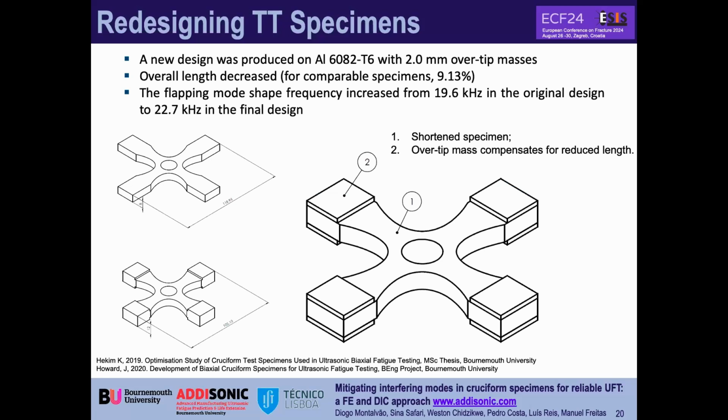In this case, we have produced it from aluminum alloy 6082 with heat treatment T6, with 2 millimeters of the tip masses, as you can see here. Here we change the thickness in all 4 tips. And from this, we have increased the frequency from 19.6 to 22.7. So we shortened the specimen a little bit, as you can see from here to here, but at the same time we increased the mass at the tips.